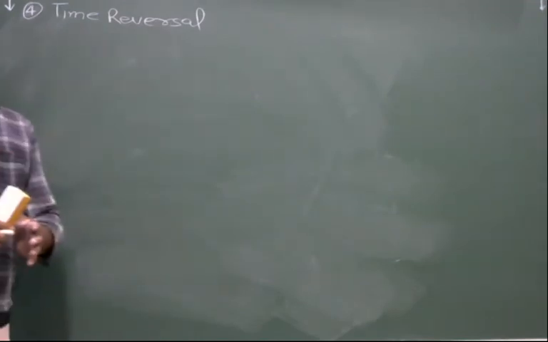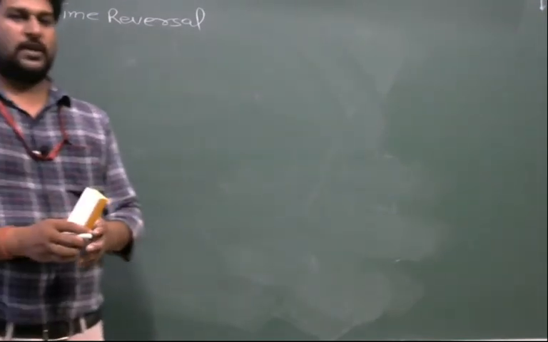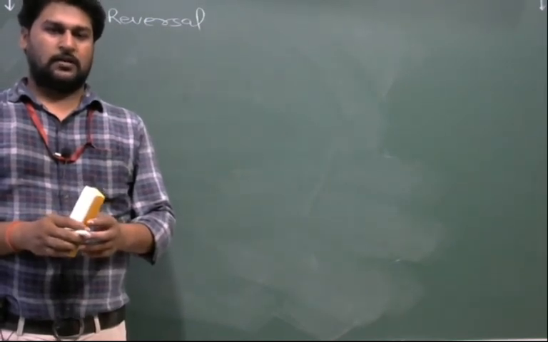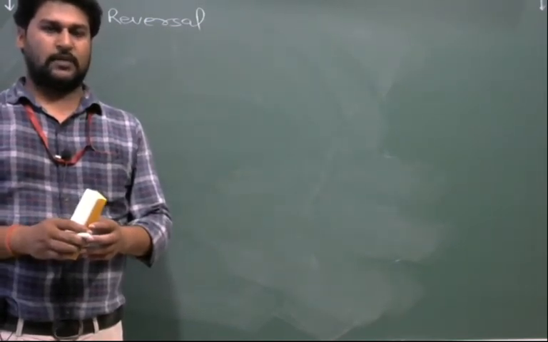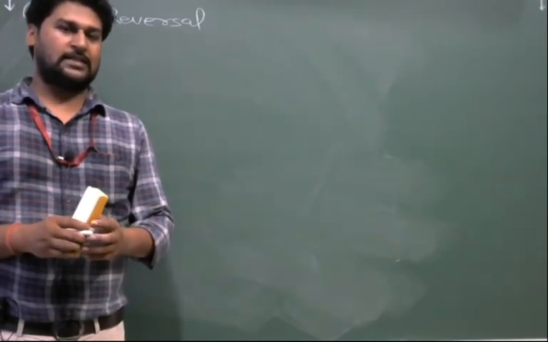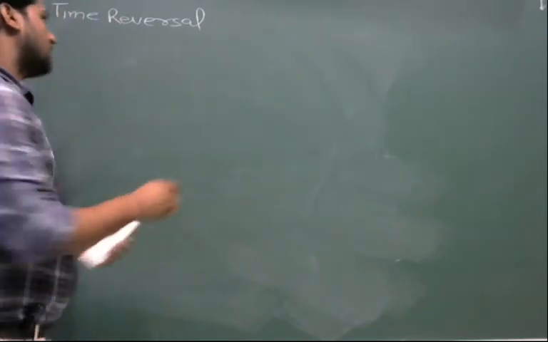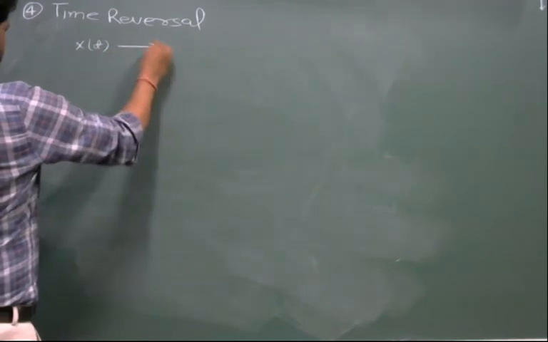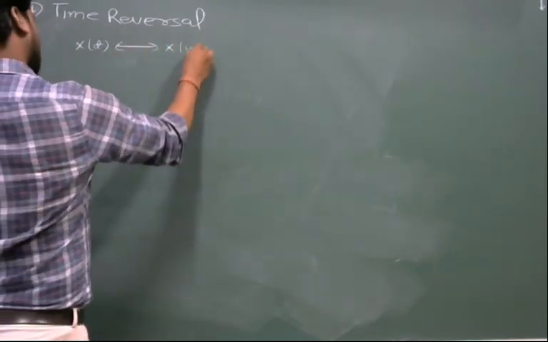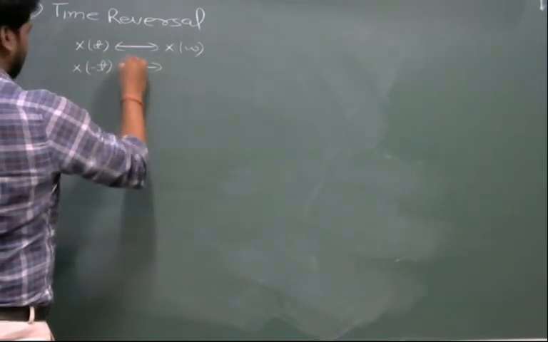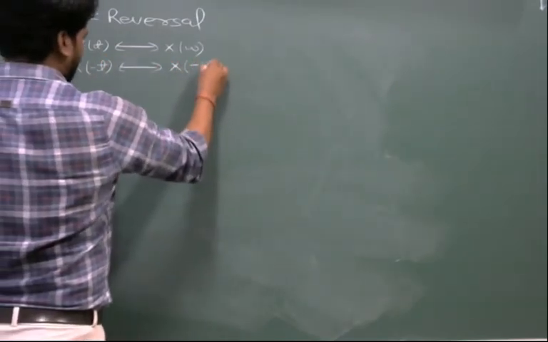Time reversal means if the signal xt is folded about the y-axis in the time domain, then it will also be folded about the y-axis in the frequency domain. Suppose the Fourier transform of a signal xt is x of omega, then the Fourier transform of x of minus t will be equal to x of minus omega.